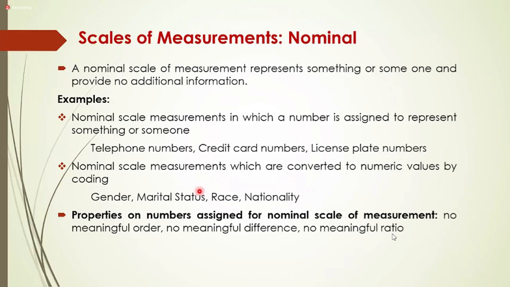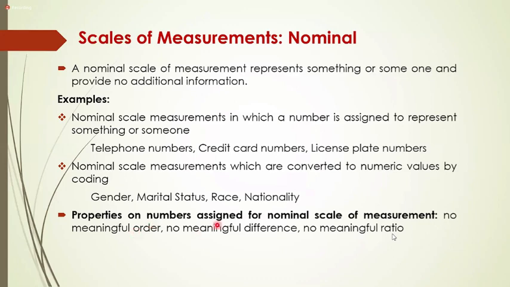So if those properties are obeyed, no ordering, no ratio, no meaningful difference, then that kind of measurement is called the nominal scale measurement. So telephone number is a nominal scale measurement. Credit card numbers have nominal scale measurements. License plate numbers have nominal scale measurements. Similarly, gender, the measurements are nominal. Marital status measurements are nominal. Nationality measurements are nominal. Why?